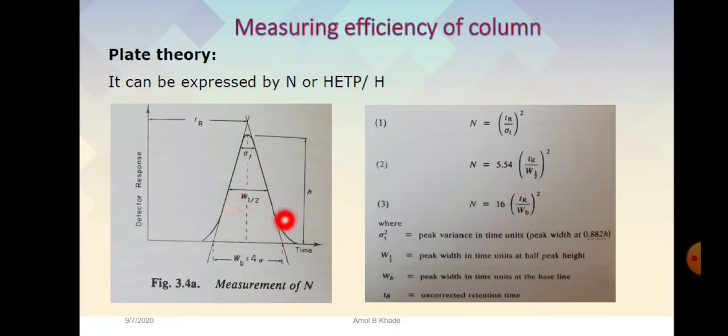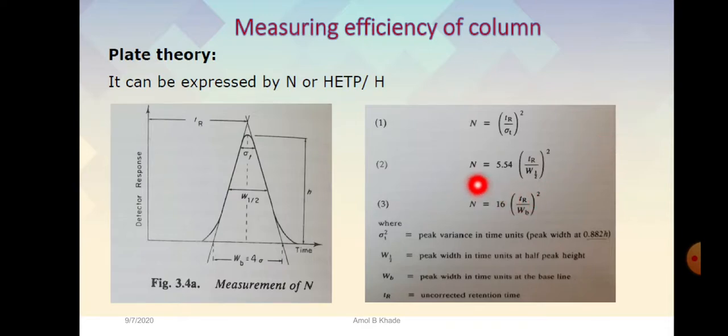So all these terms we are now familiar with. This is the width of the peak at the baseline, and this is the height of the peak. Then the width at half of the peak height is at sigma t. So n is equal to (tR by sigma t) squared. So this is one equation, when sigma t is given and the retention time is given, and you can calculate the value of n with this equation.